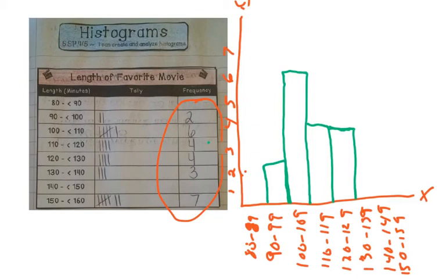And then 3 from 130 to 140. So I'm going to come down a smidgen. There it is. Okay. None from 140 to 150. So that stays blank. And then I have a 7 here. So that's going to go all the way up to 7. So there's my histogram. That's how I would represent it.